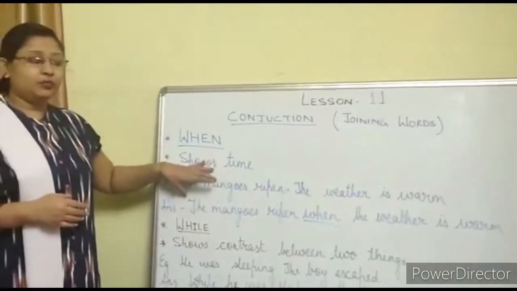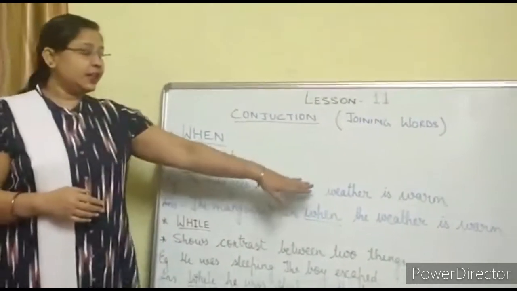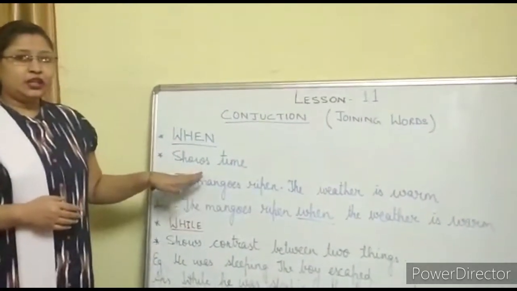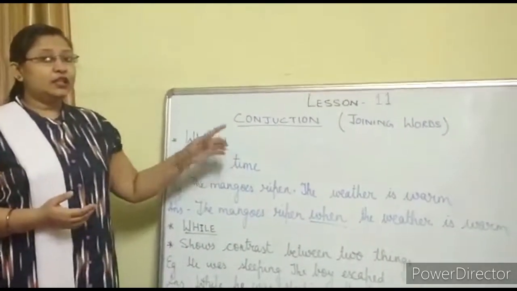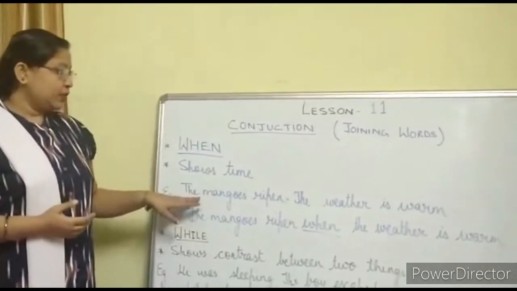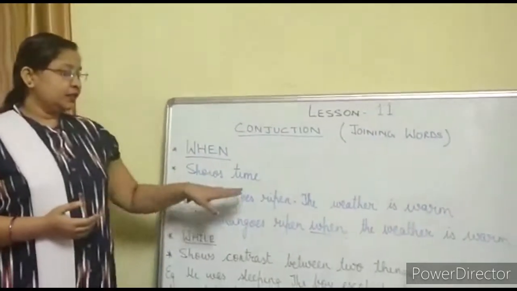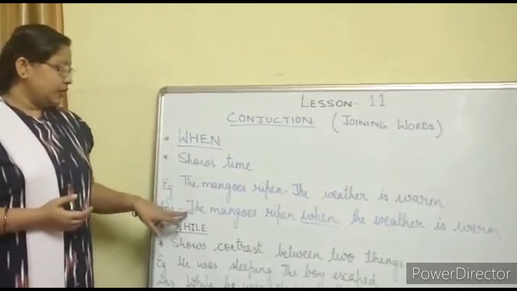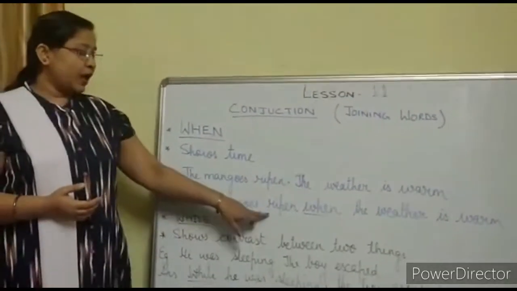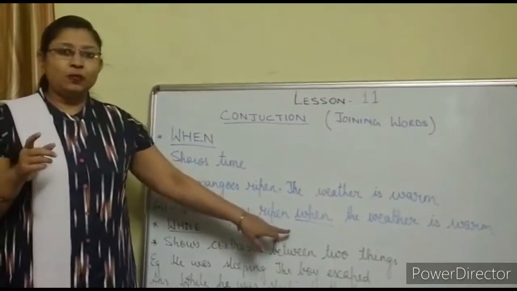So this is the first part and this is the second part. The question and the answer, you can show it as a reason also, but along with reason it is showing time. So the mangoes ripen, the weather is warm. I have joined it with the conjunction when. The mangoes ripen when the weather is warm.